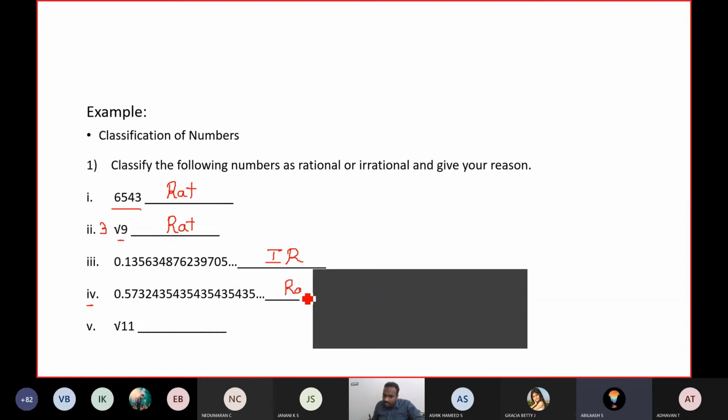Very good, because there is a pattern in which the number repeats. 354, 354, 354, 354, 35. Again, it would be 4. So things like that. Okay. And the fifth one.